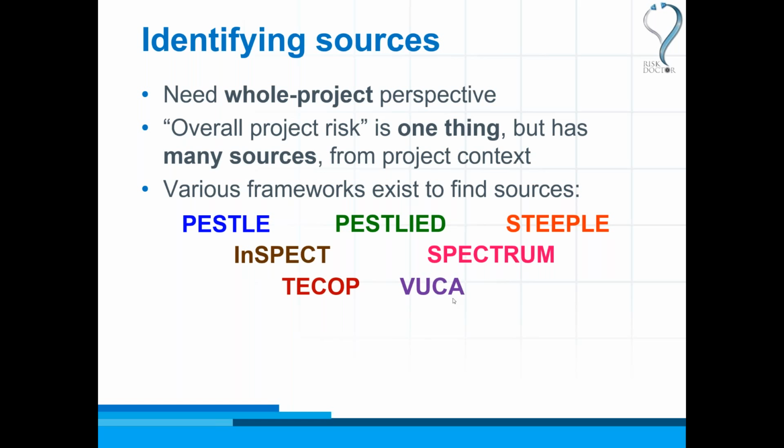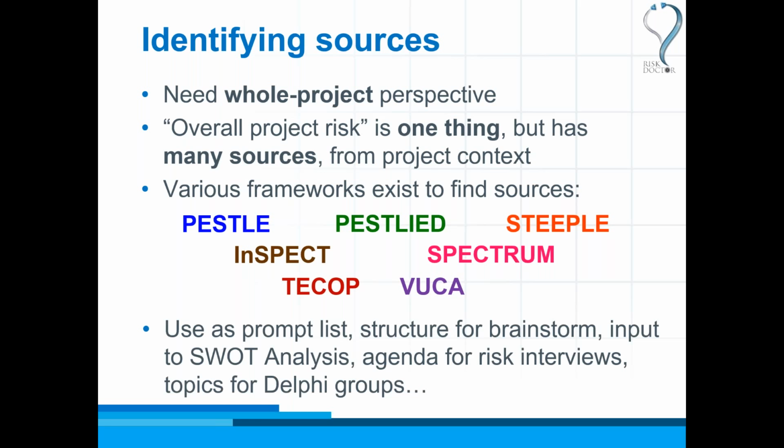But what we're saying is these frameworks can be used as a prompt list, as reminders for when we come to brainstorm or do our SWOT analysis or we interview people. We can talk through the headings represented by each of these letters just to think about the various sources of overall project risk. What are the political issues, the environmental issues, the social, technical issues which result in our project being risky as a whole? So that makes it reasonably straightforward, simple, to identify sources of overall project risk if we use one of these frameworks.